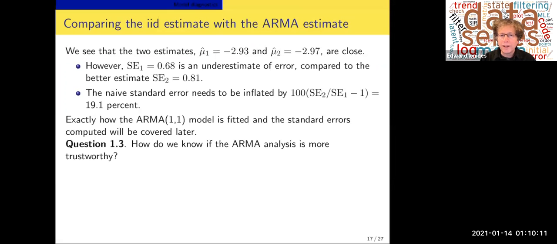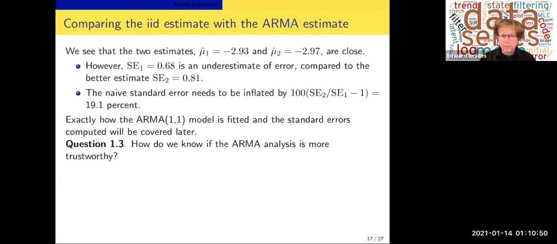However, the standard errors differ in the first significant figure. So SE1 is 0.68. This is an underestimate of the error compared to what we think is probably going to be the better estimate, SE2 of 0.81. And so the naive standard error in this case is about 20% too small. Well, 20% isn't a huge amount, but if you don't account for that extra uncertainty, then you'll get quite a few hypotheses that could be explained by random noise, but seem clearly significant with the shrunk standard errors.